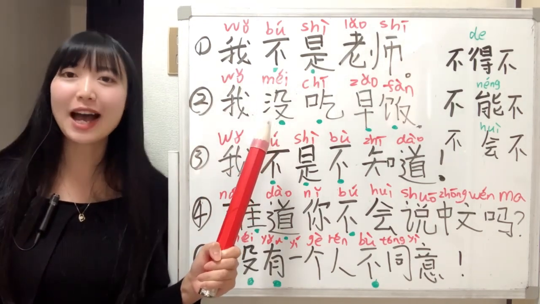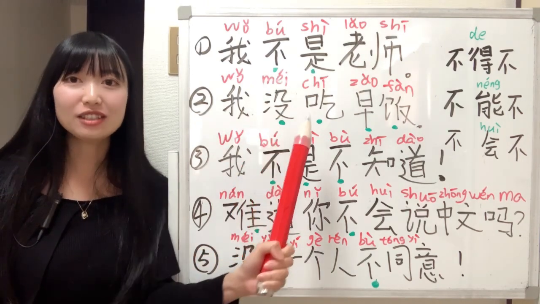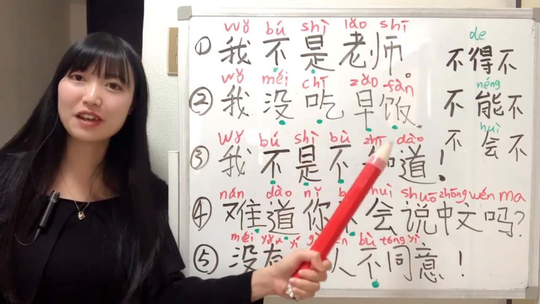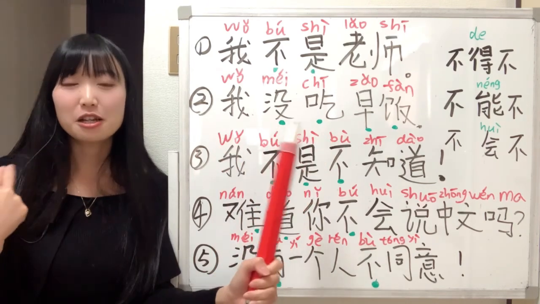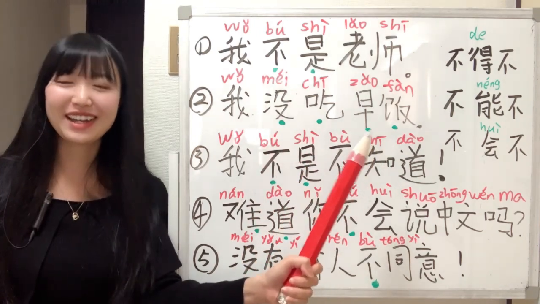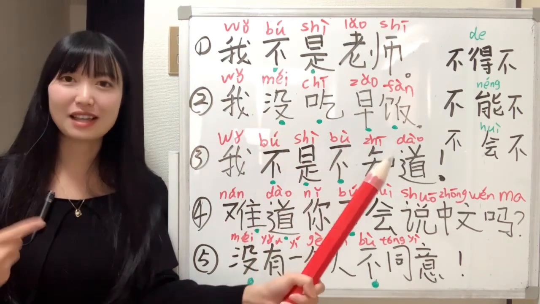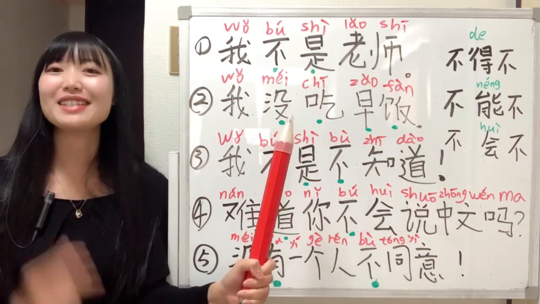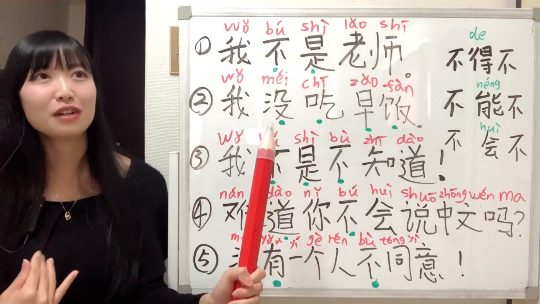For example, I didn't have my breakfast. You can say 我没吃早饭。我没吃早饭。我 means I. 没 didn't. 吃 eat. 没吃 I did not eat. 早饭 breakfast. Okay, so I didn't have my breakfast. It's 我没吃早饭。Simply put 没 before the verb. It means did not do something, or was not, or were not.